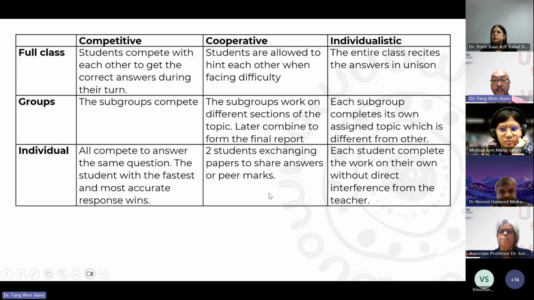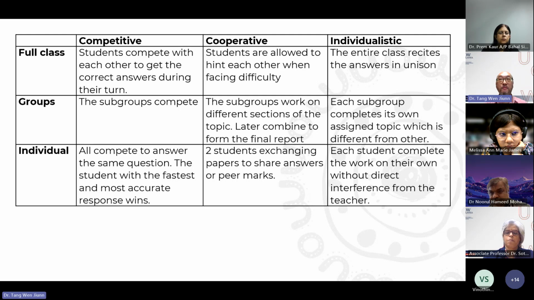So that's individual cooperative. And lastly, individualistic individual. This one is where each student completes the work on their own without direct interference from the teacher. It will be like tutorial time where you give them a chance to just solve the questions on their own. That will be the last one.